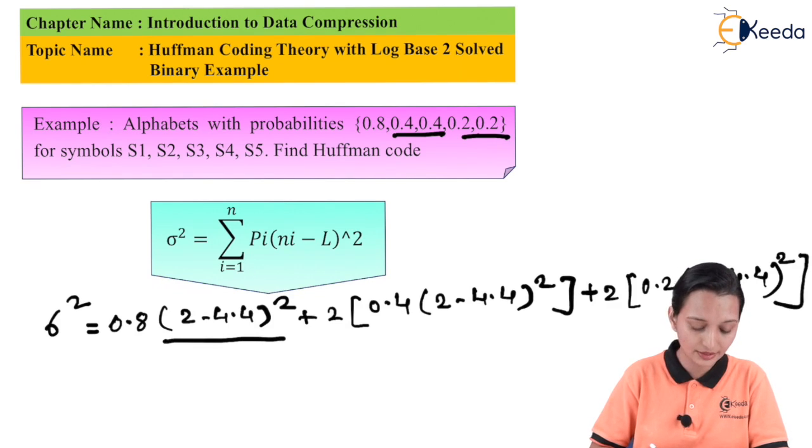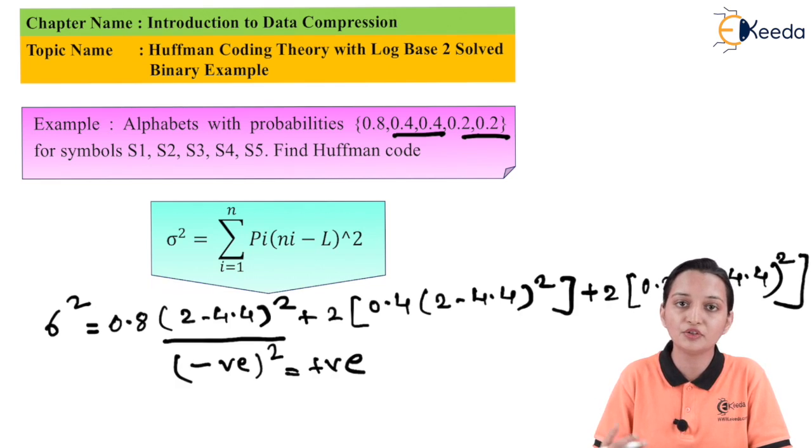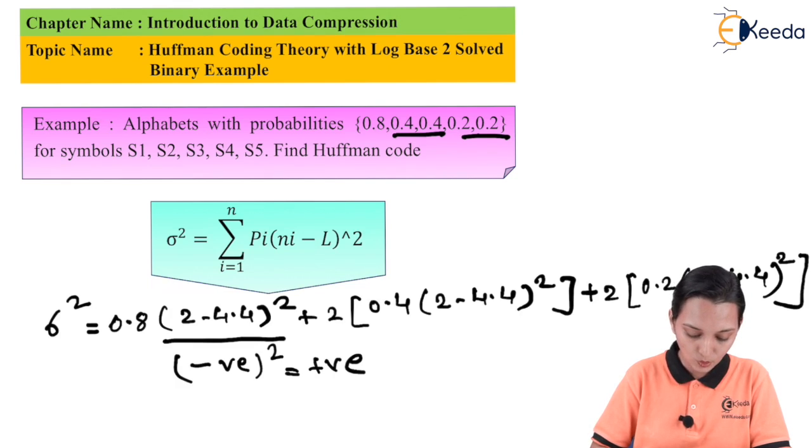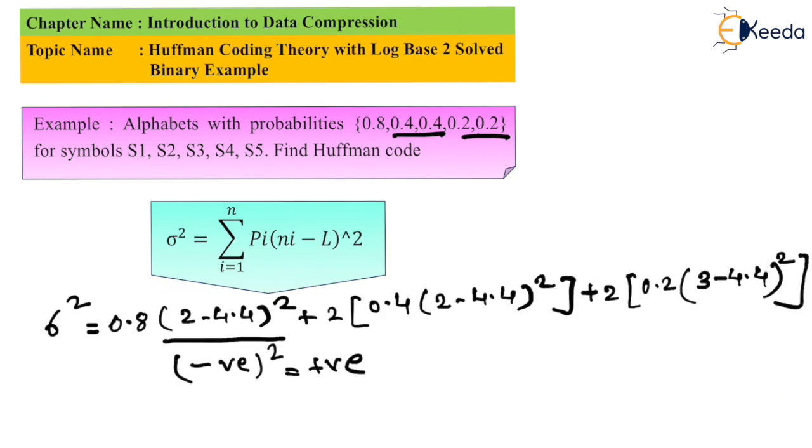Now here try to understand, 2 minus 4.4 you may get a negative answer, but the square of any negative value will again be positive. So no need to worry about it. Finally your variance will be a positive number anyhow. Plus 2 in bracket again the probability. Why did I write 2 here? Because 2 symbols have the same probability as well as the same code word. So 0.4 in bracket 2 minus 4.4, where 2 is the code word length and 4.4 is L, whole square. Again there will be some value, but that will be positive.